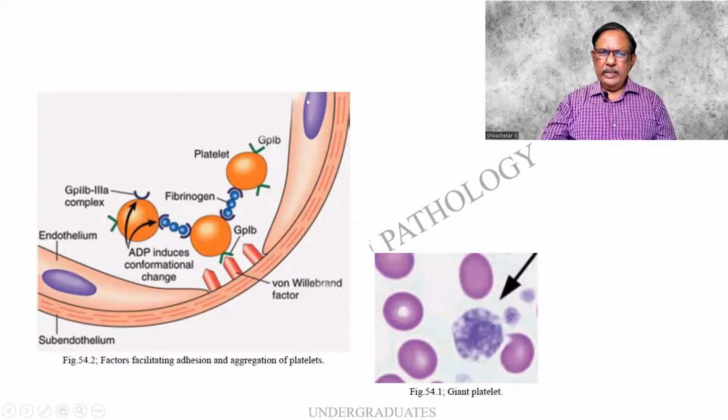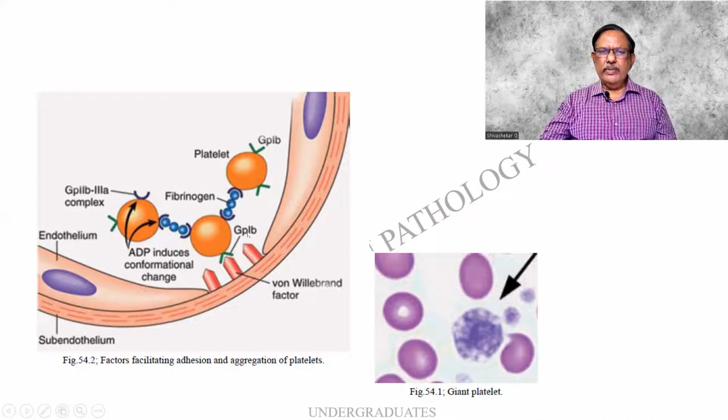This is a blood vessel. This cell is the endothelium, and this is the subendothelial collagen. Whenever there is damage to the endothelium, there is an exposure of the von Willebrand's factor. It is normally present in our body. So there will be some receptors, and the platelets get adhered to it because of the receptors.